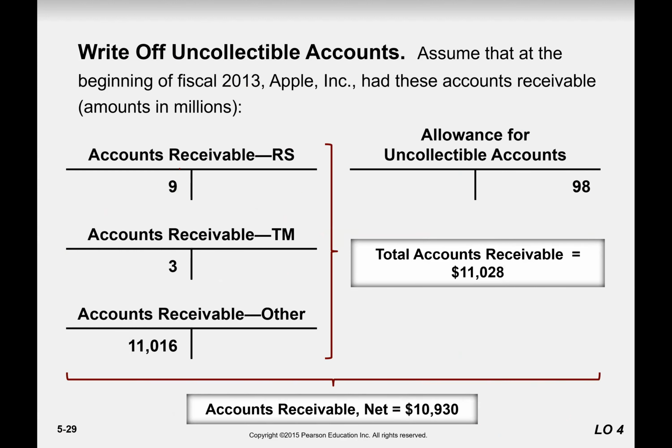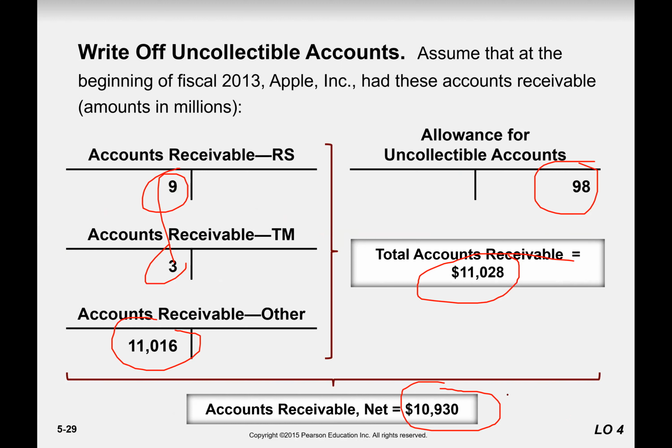If we add our account receivable total, it would be 11,028 minus the allowance of 98. Answer would be 10,930, right? So this will go to the balance sheet. So this figure remains the same. That is the beauty of using the allowance method.